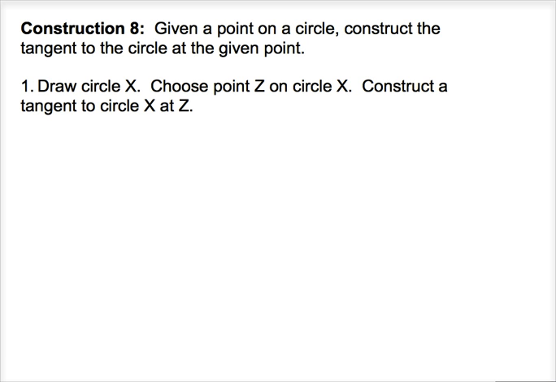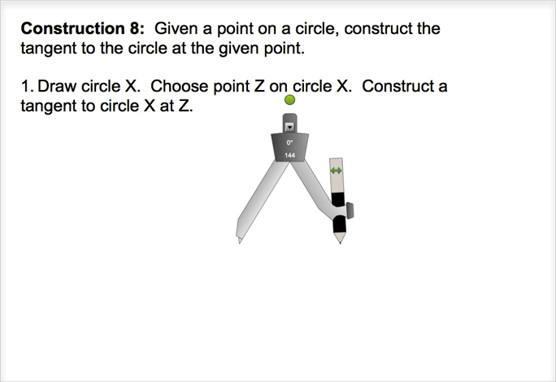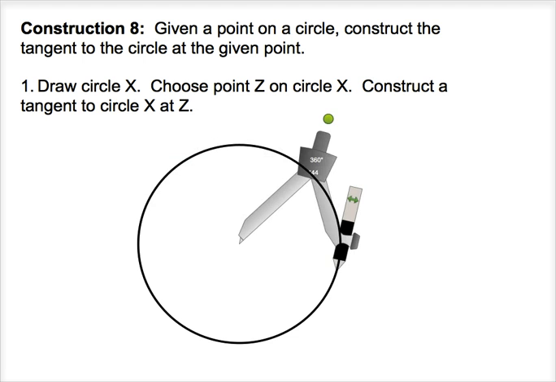So it says draw circle X. Alright, so I'm going to make a circle. It doesn't really matter how big it is, so let's make one right here. Alright, it says choose point Z on circle X, construct a tangent to the circle X at Z.